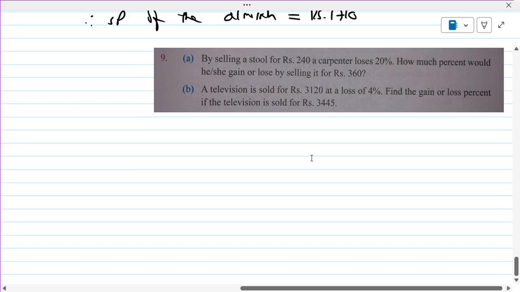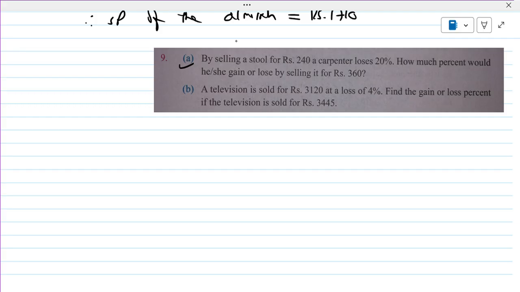Okay, so let's read it first. Question 9 number A: by selling a stool for Rs 240, a carpenter loses 20%. So there is one condition first. When he sold one stool for 240 rupees, that carpenter lost 20%.